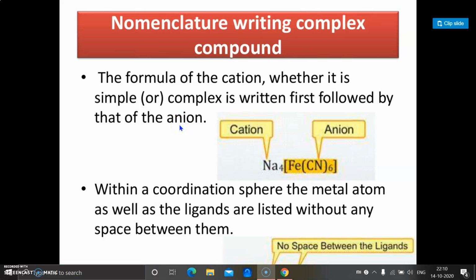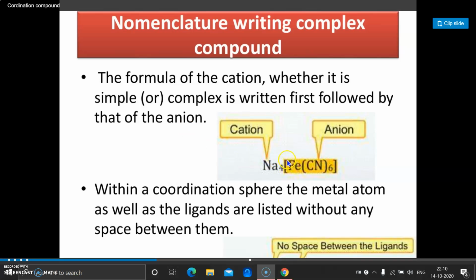Their place is decided by the first symbol of their formula and not by the first letter of their common name. These abbreviations are also placed in parentheses or inside the square bracket. The whole formula of the coordination sphere is enclosed in square bracket. Here, for example, the whole formula is enclosed in a square bracket.